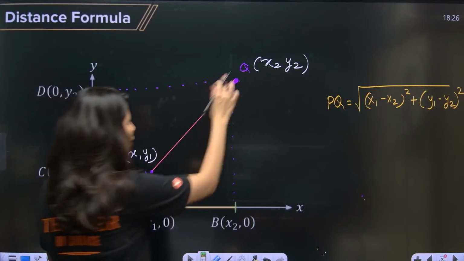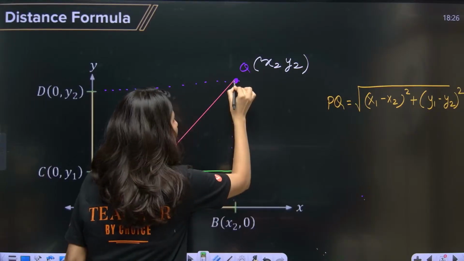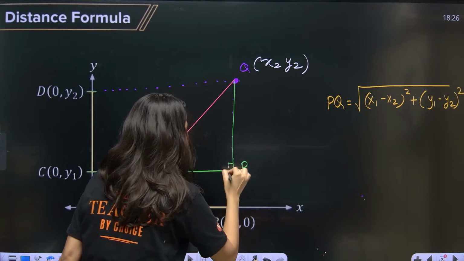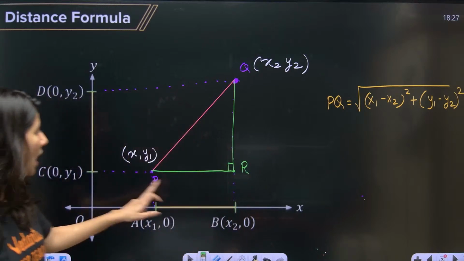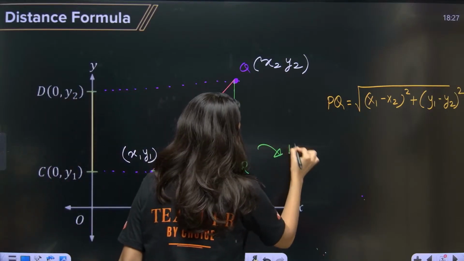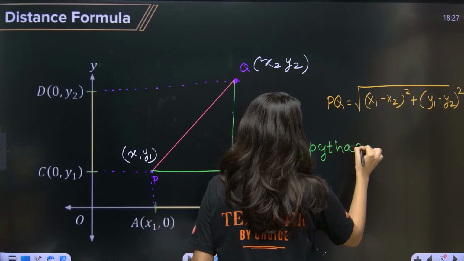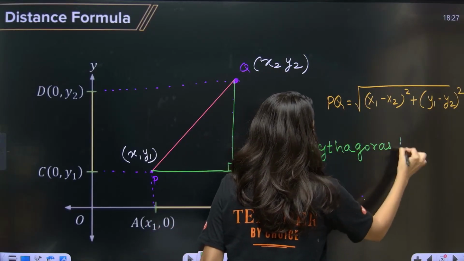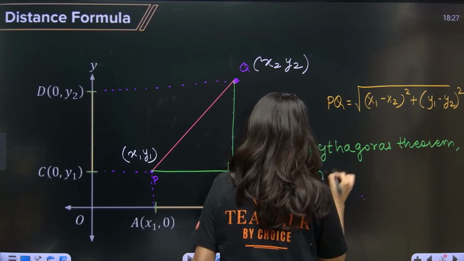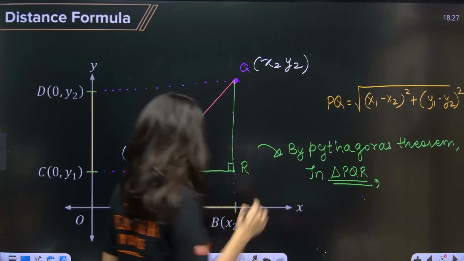So first of all, this is your PQ. Now what we are going to do is, I am going to draw a triangle that is going to be a right angle triangle. PQ, let me mark it as R. Okay. Now in triangle PQR, can I write one thing by Pythagoras theorem? By Pythagoras theorem in triangle PQR.